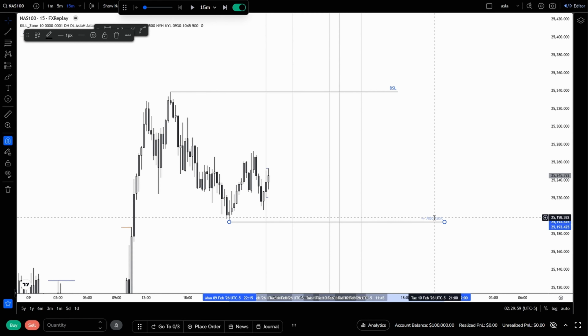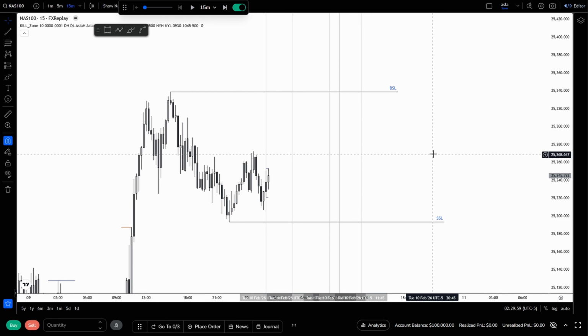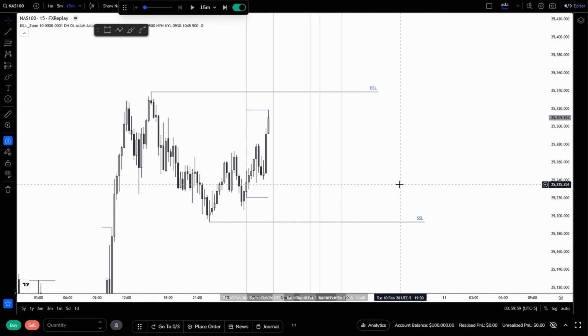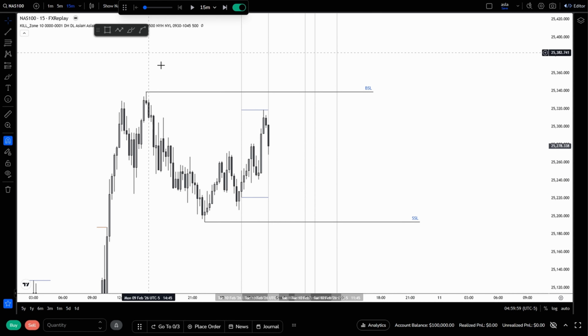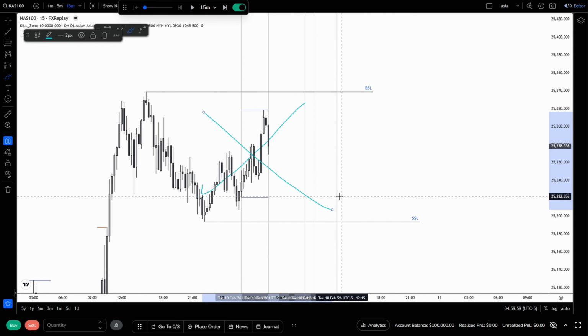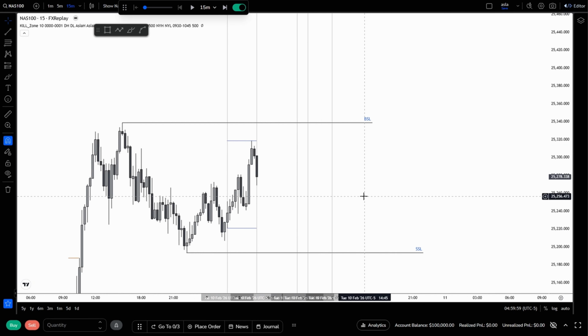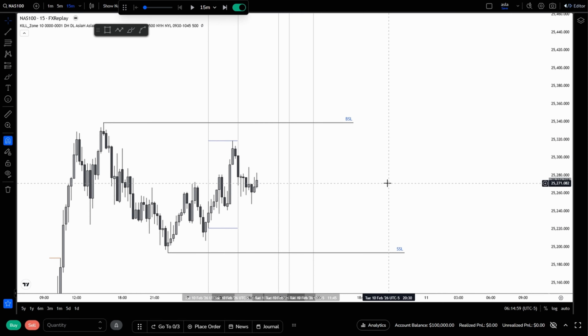Now we ask the next question. Does price sweep any of these levels during the London session? Looking at the London range, no. Price does not sweep either the high or the low. So there's no setup yet. Because of that, we stay patient and wait for the 9:30 open.